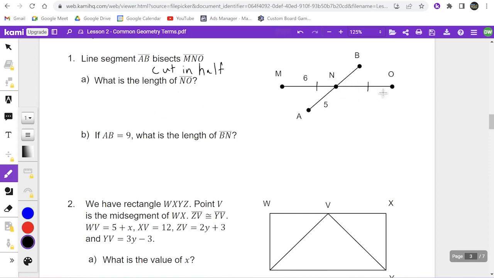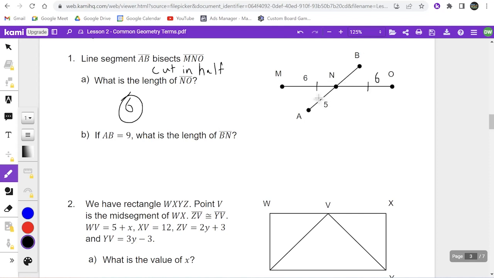Well, NO is this guy on the right, as we see in the picture, and since they're equal to each other, that must mean NO is 6. So 6. Now part B. If AB equals 9, what is the length of BN? Look at BN here. BN is this guy right here.